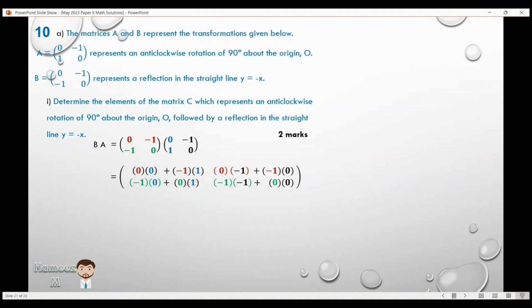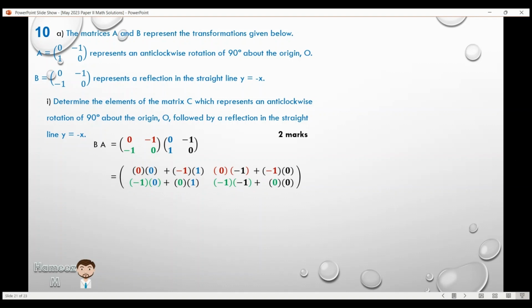So it'll be 0 times minus 1, red times black, plus red times black, minus 1 times 0. And then for the third element, it will be the second row times the first column, which will be green times blue. So it'll be minus 1 times 0 plus 0 times 1. And then the second row times the second column to give us our last element. Green times black, minus 1 times minus 1 plus green times black, 0 times 0.